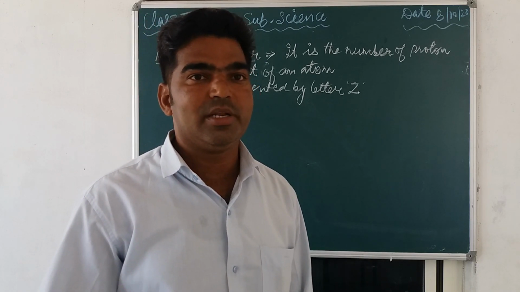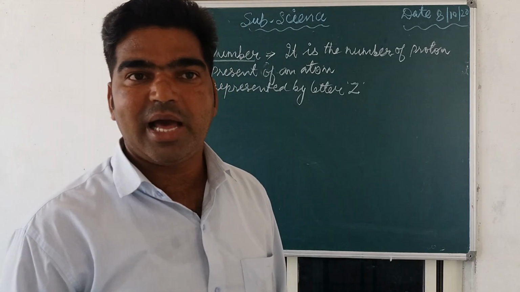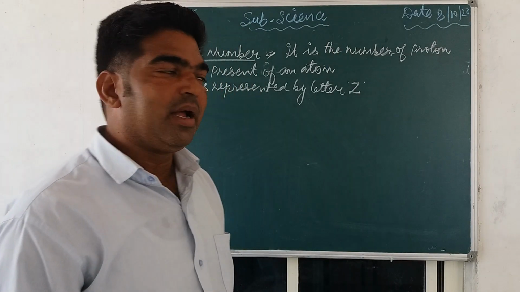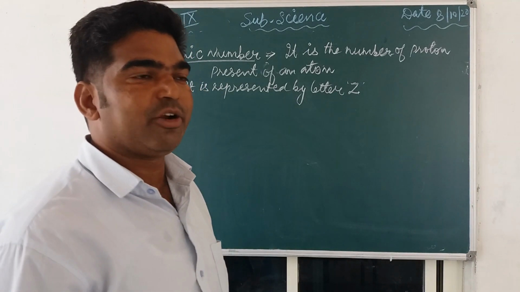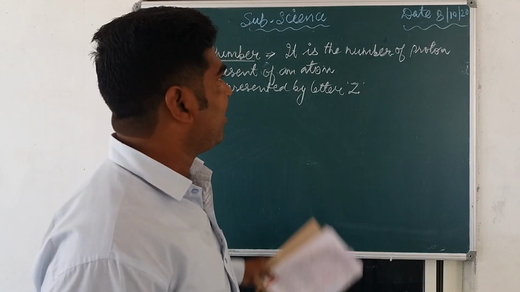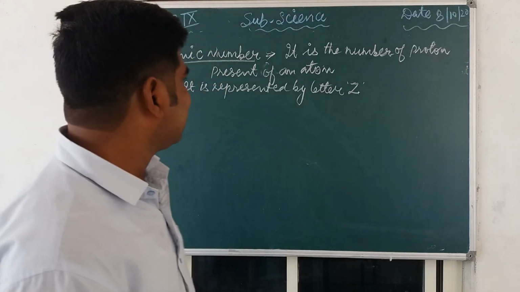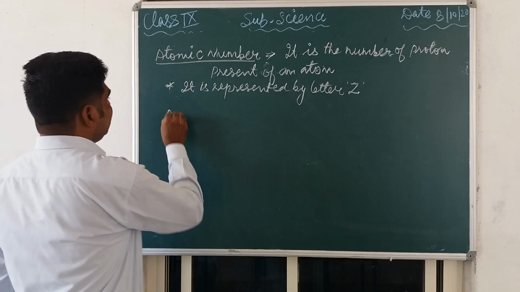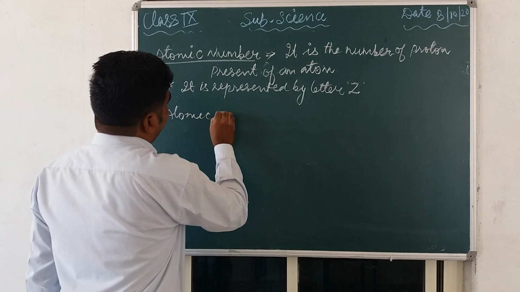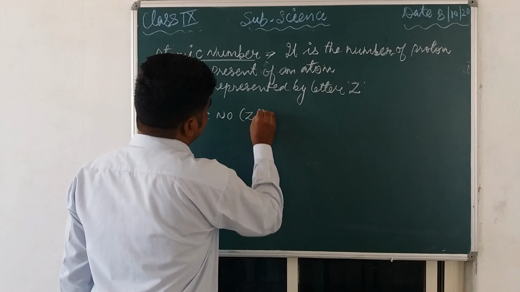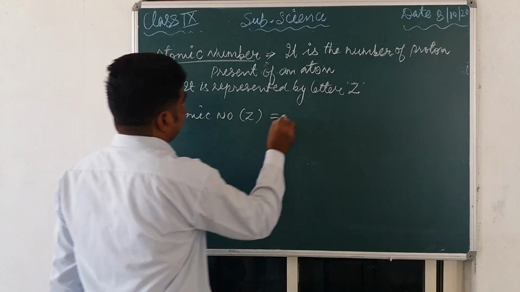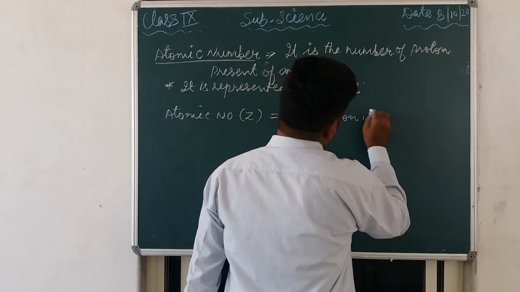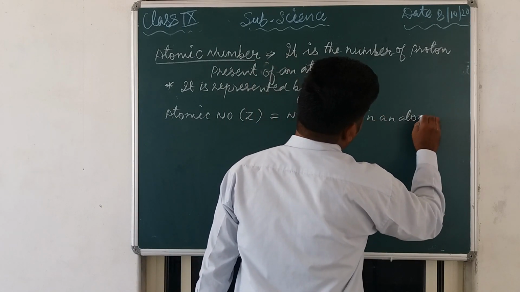First hydrogen, helium, lithium, beryllium, boron, carbon, nitrogen, oxygen, like this. All these give us the atomic number, and we can get this idea by the number of protons. It is represented by the letter Z. So you can say that atomic number or Z is equal to the number of protons in an atom.